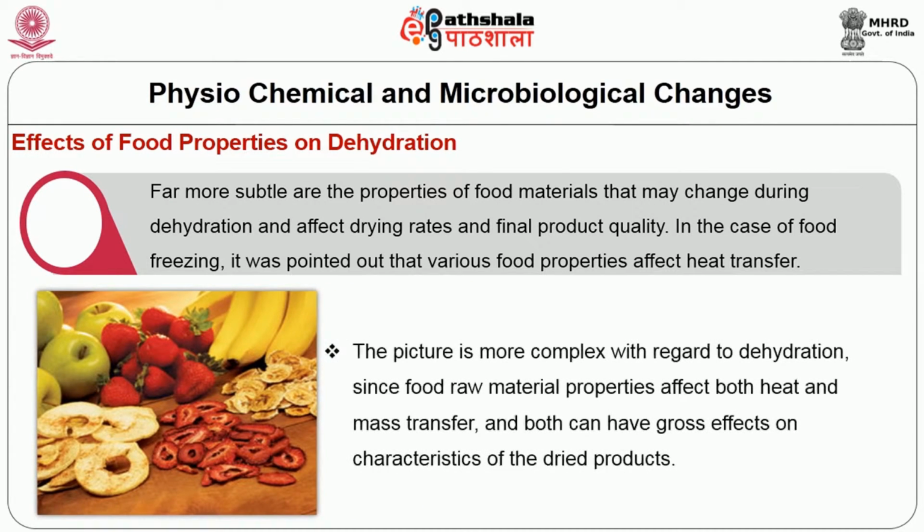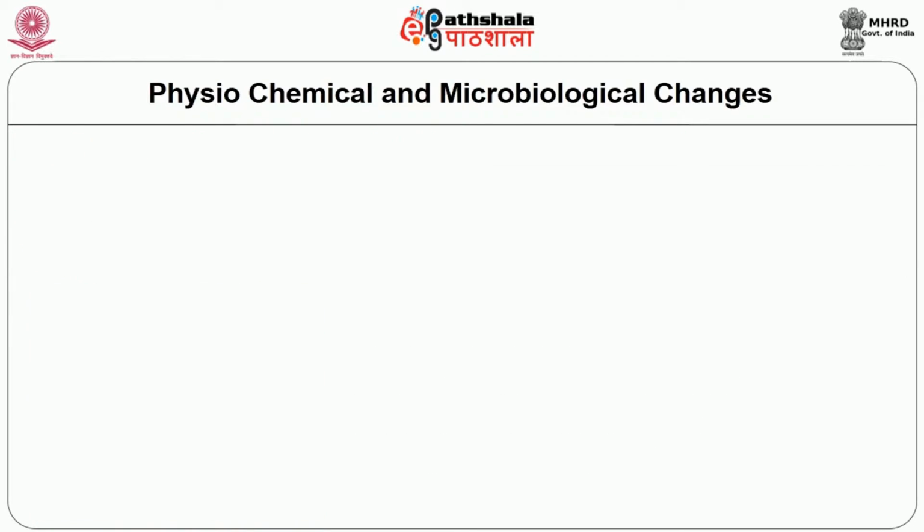The picture is more complex with regard to dehydration, since food raw material properties affect both heat and mass transfer, and both can have gross effects on characteristics of dried products. Let us see about constituent orientation.